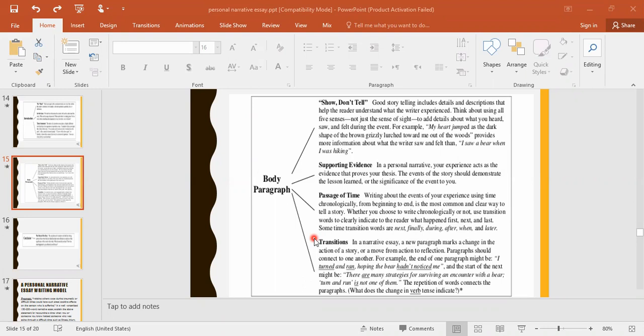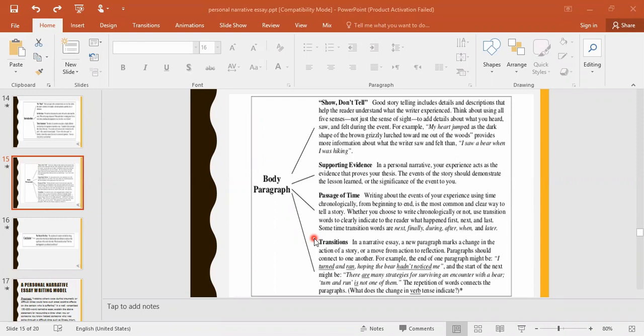First of all, you can start with something called show and tell. What do we mean by show and tell? Or show and, don't tell. Good storytelling includes details and descriptions. شو يعني details and descriptions? يعني let's say that I was on a trip with my friends and suddenly something dangerous happened to us. I have to describe every single detail in the story so that the reader will imagine my experience, will understand my experience, will close his eyes and imagine that this scene is happening now in front of him.